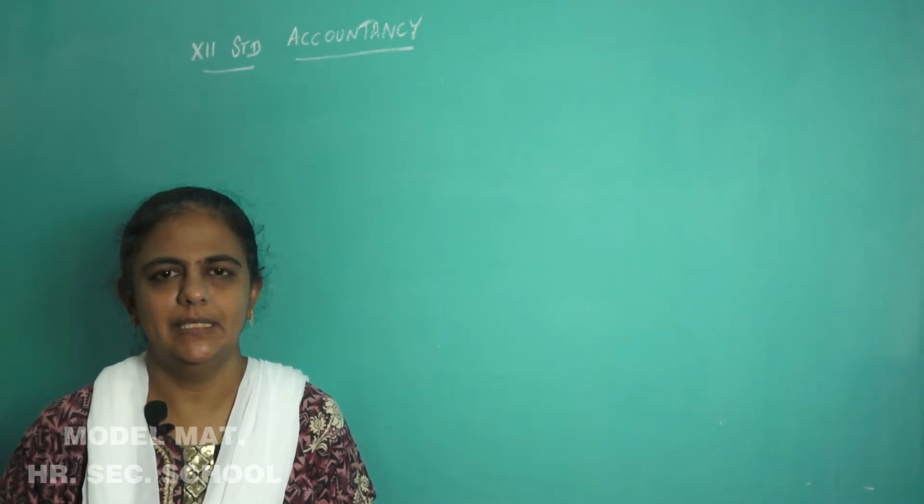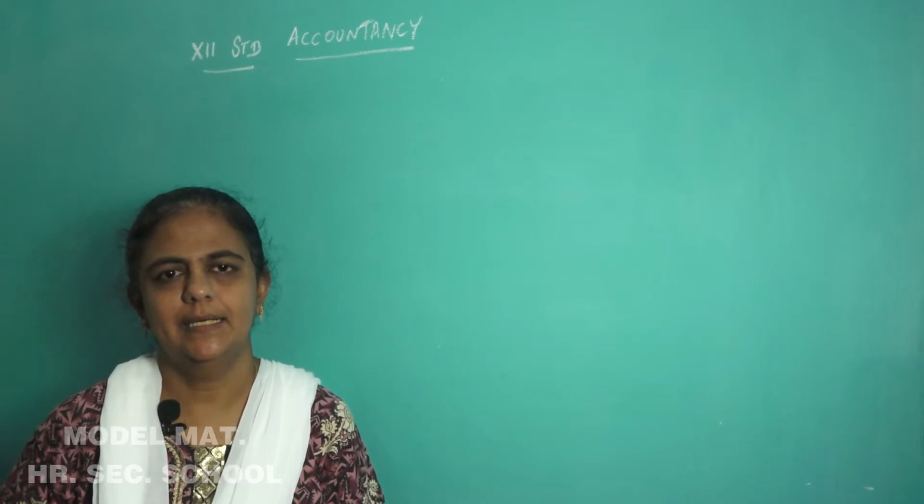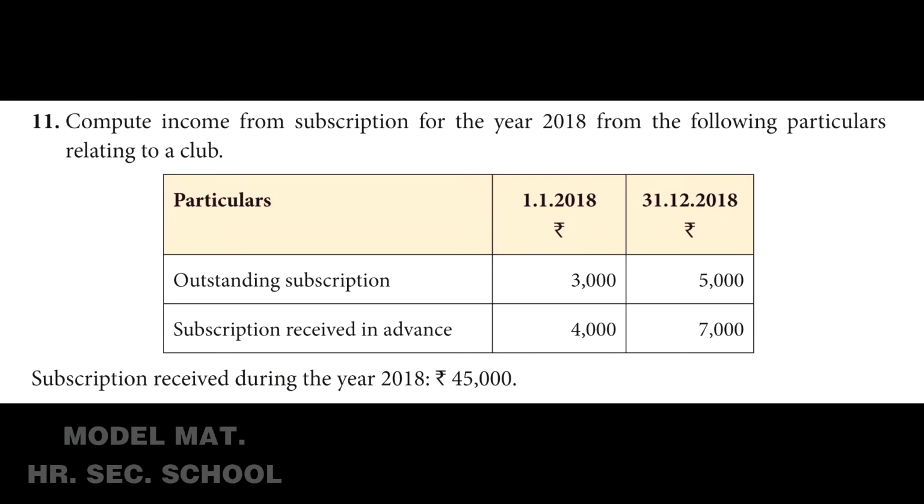Question number 11, page number 74. I'll read the question, just watch the screen, understand the question, then we'll move on to the sum. Compute income from subscription for the year 2018 from the following particulars relating to a club. 1/1/2018, outstanding subscription 3000, subscription received in advance is 4000. 31/12/2018, outstanding subscription 5000, subscription received in advance is 7000. Subscription received during the year 2018 is 45,000.